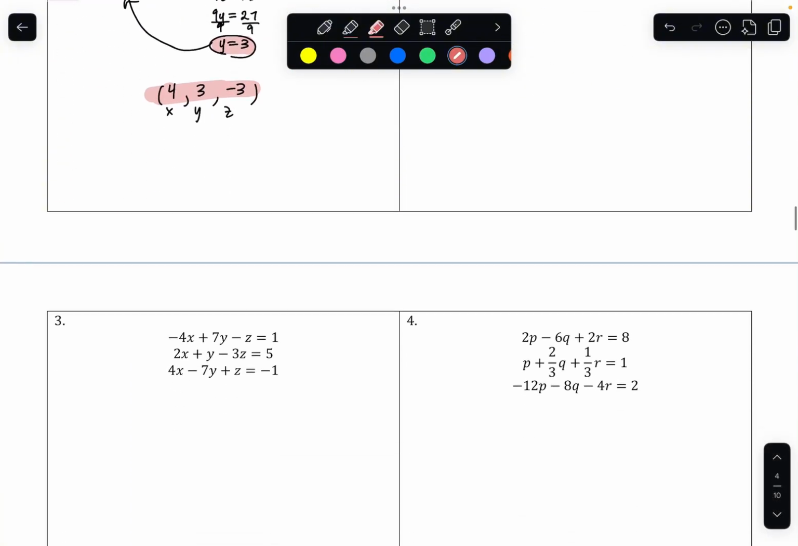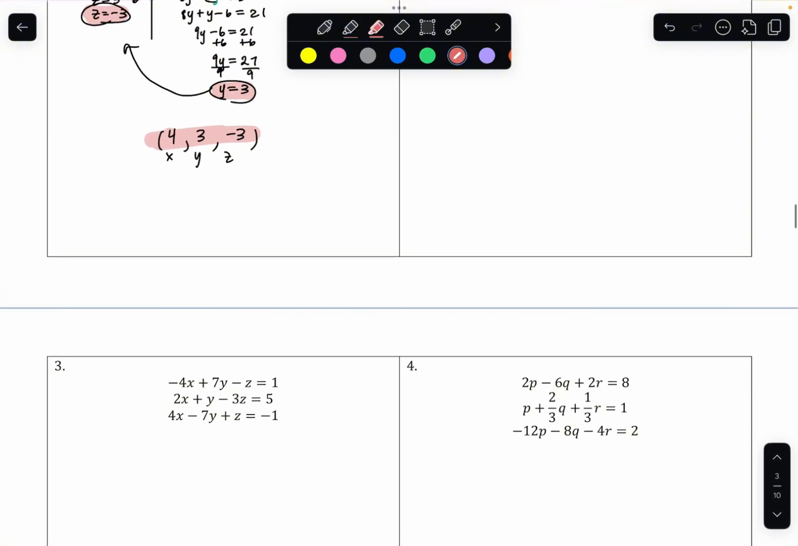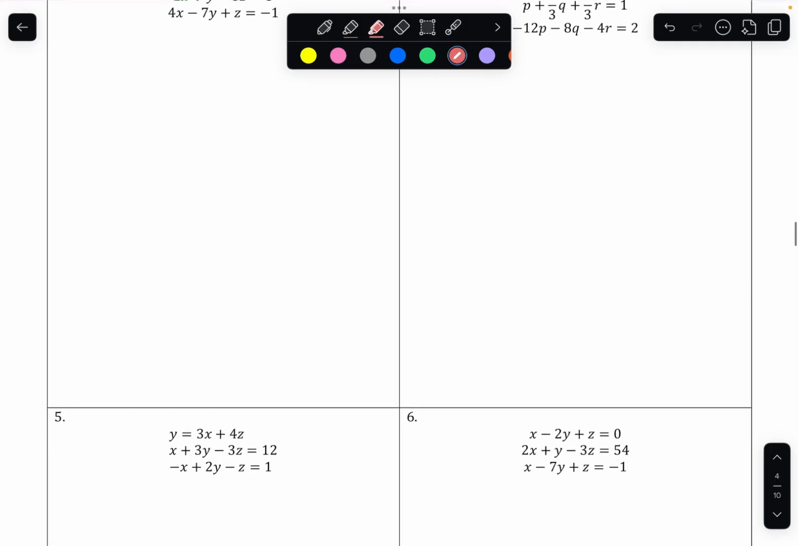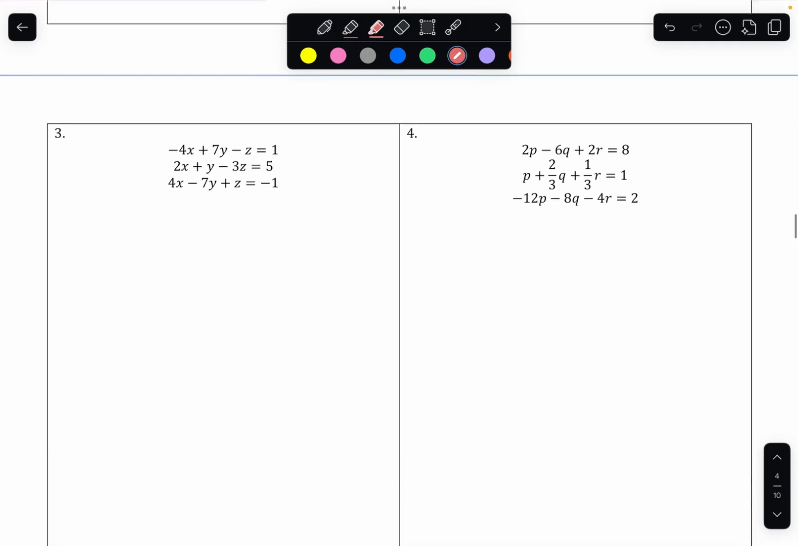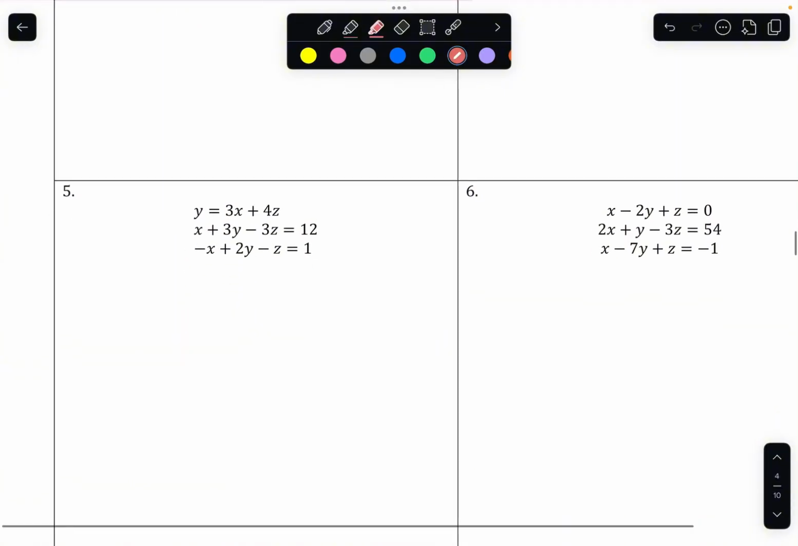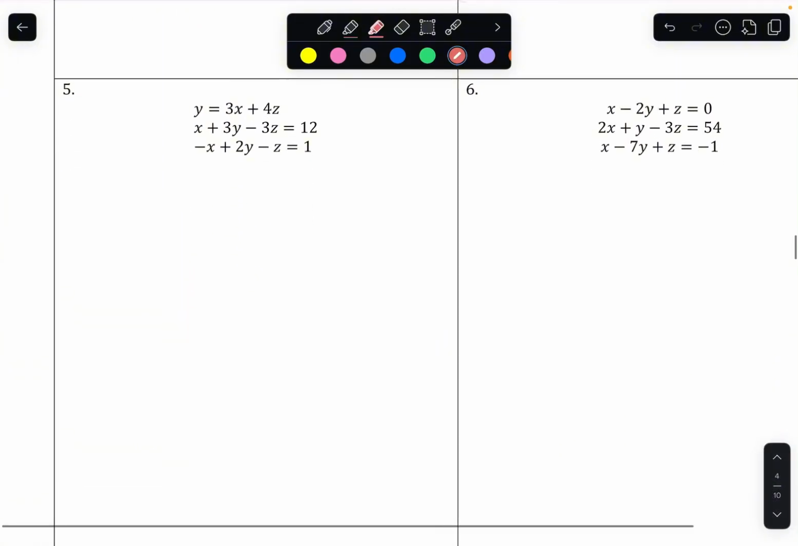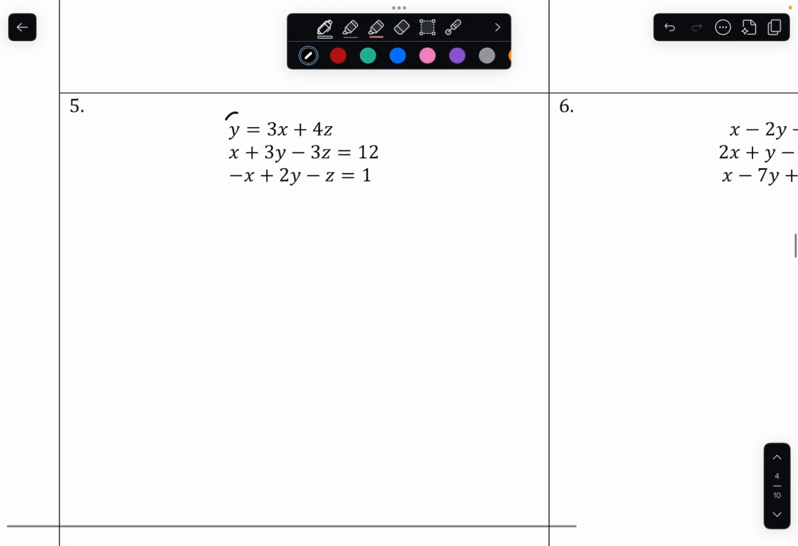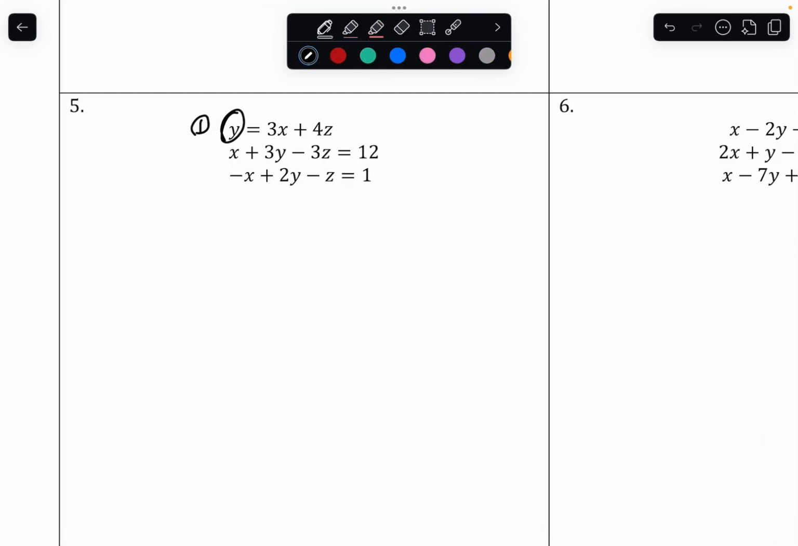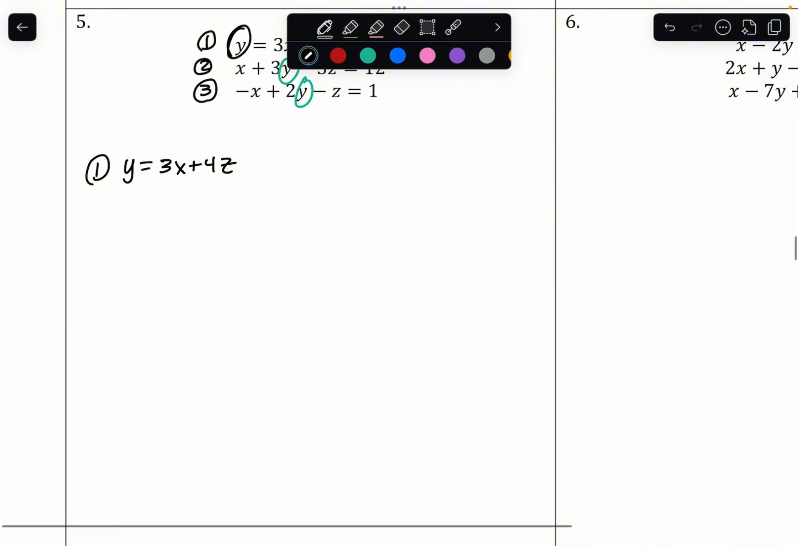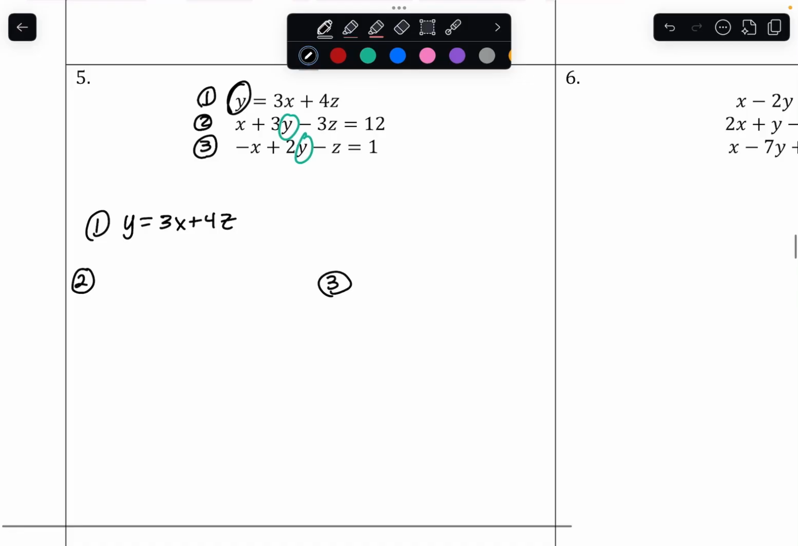Number 2 is similar. So let's look at, I want to look at number 5. So for number 5, we already have a variable solved for. It's the y. So when I number my equations, step 1 is done for us. Y is going to be the player getting subbed out of the game. Okay, and so I'm going to write equations 2 and 3 without the y.